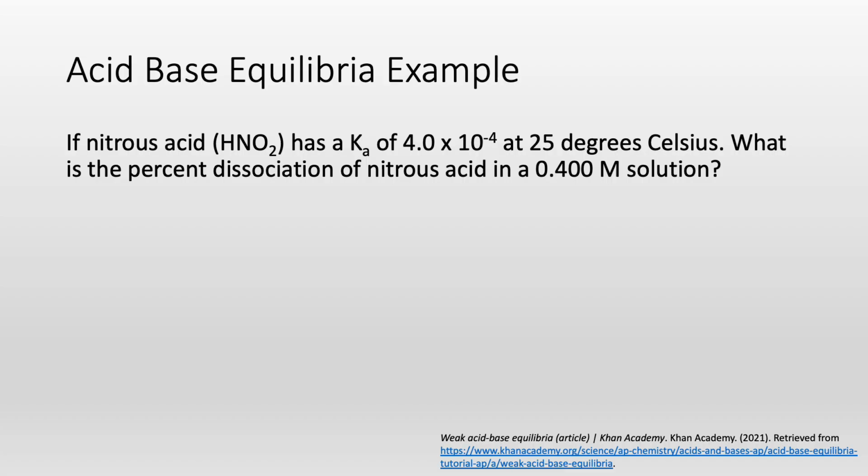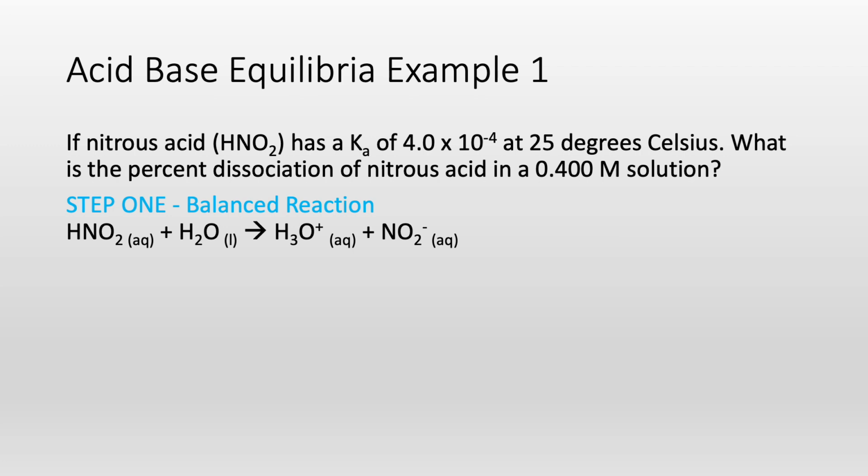Now we will do an acid-base equilibrium example. If nitrous acid has a Ka value of 4 times 10 to the negative 4 at 25 degrees Celsius, what is the percent dissociation of nitrous acid in a 0.4 mole solution?